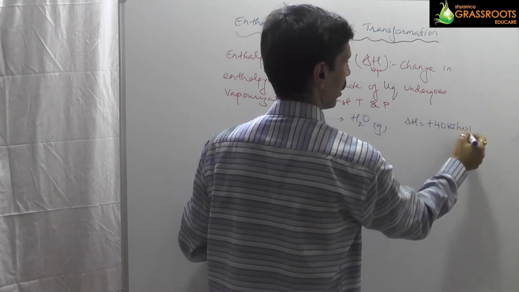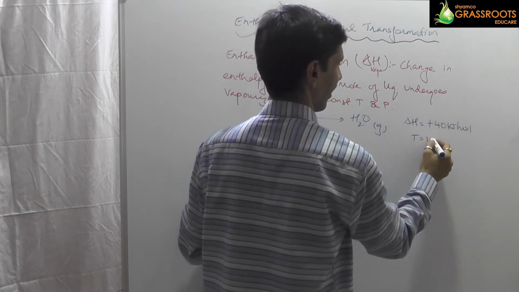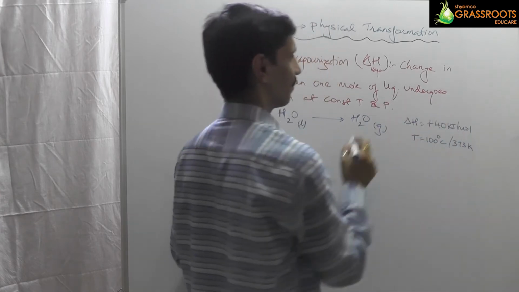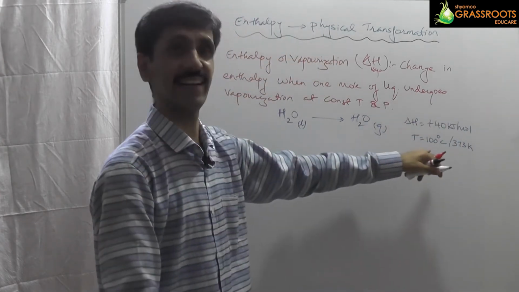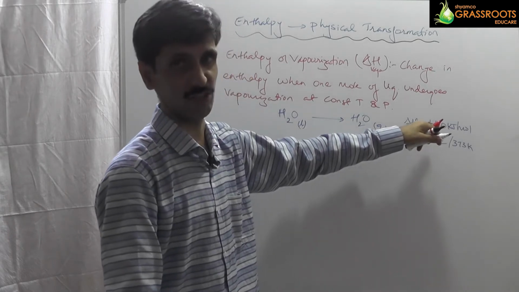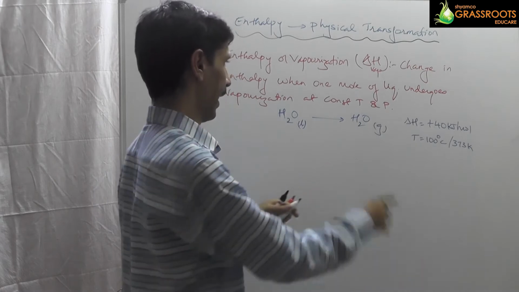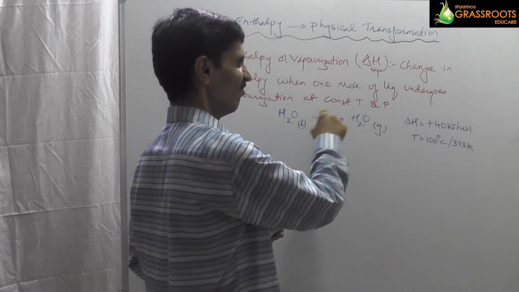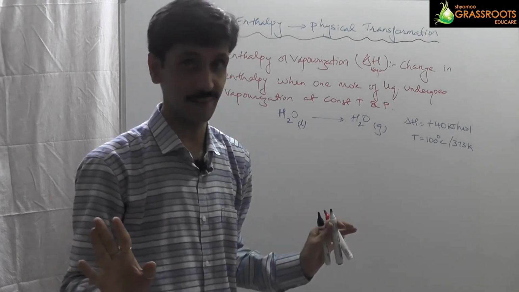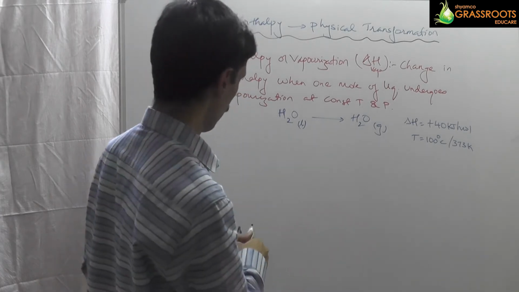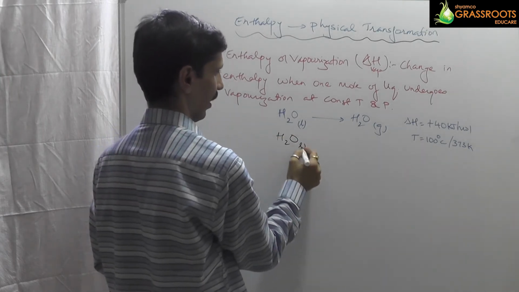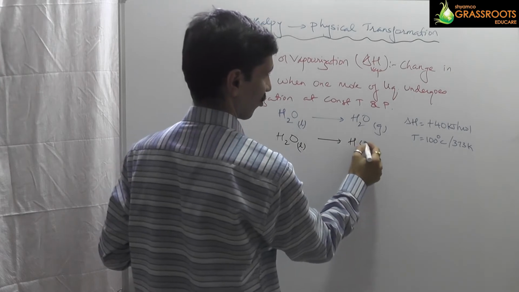Plus 40 kilojoules per mole, and the temperature is 100 degrees Celsius, or we say 373 Kelvin. Yani, when I'm going to supply 100 degrees Celsius of temperature, okay, then 40 kilojoules of energy is going to be absorbed, and thereby 1 mole of water gets converted into 1 mole of water vapor. Concept is clear? Fantastic.